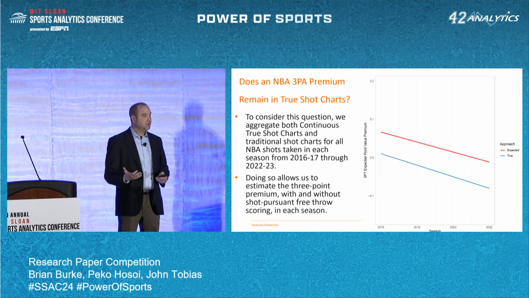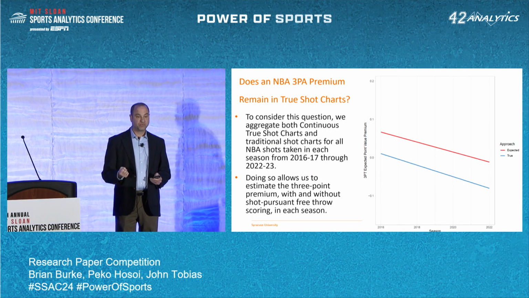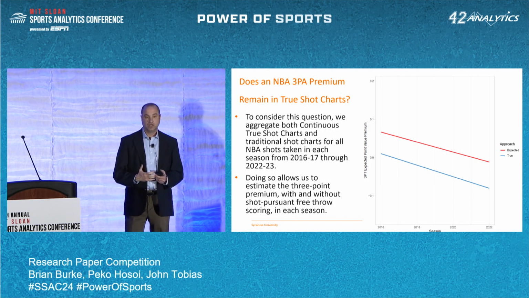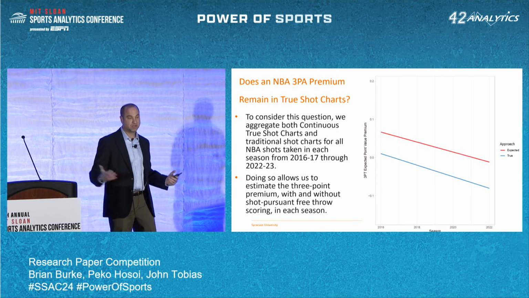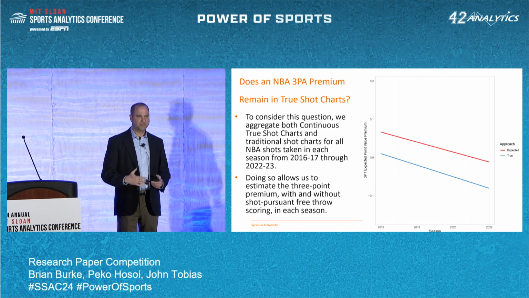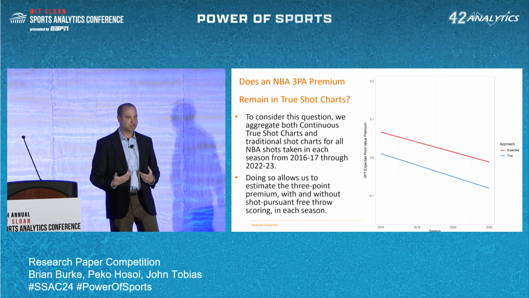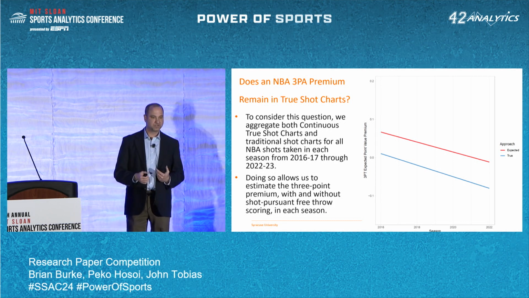And now to our primary application, which is, does an NBA three-point attempt premium remain in true shot charts? So we've all heard about the three-point premium and the change in behavior it's caused during the NBA analytics era. But we want to ask, if we're not aggregating shooting performance from conventional shot charts, but from true shot charts, do we still observe this?